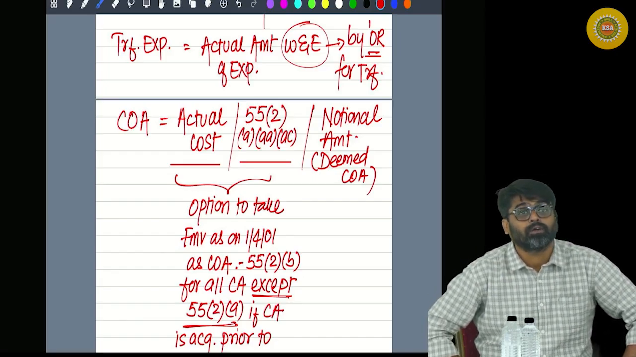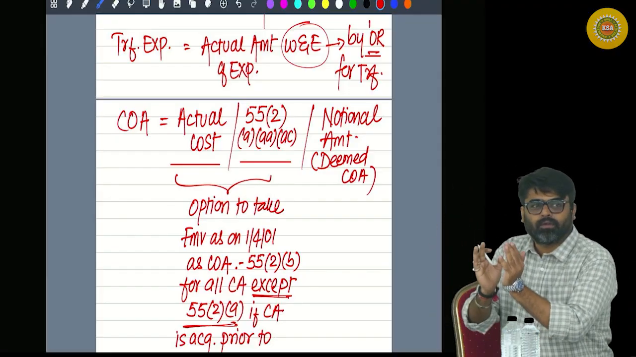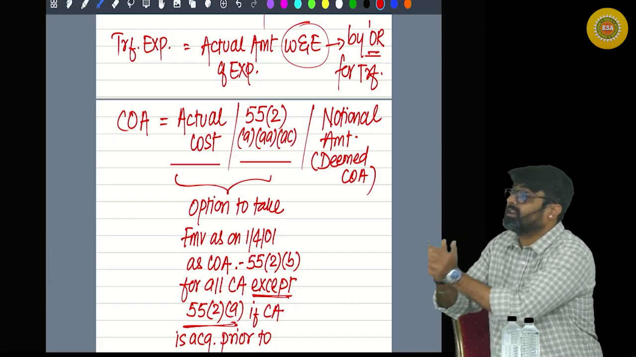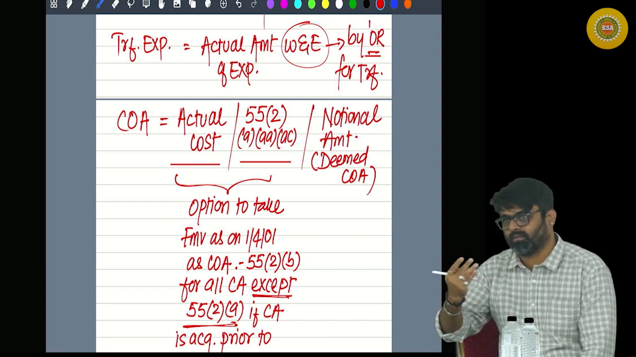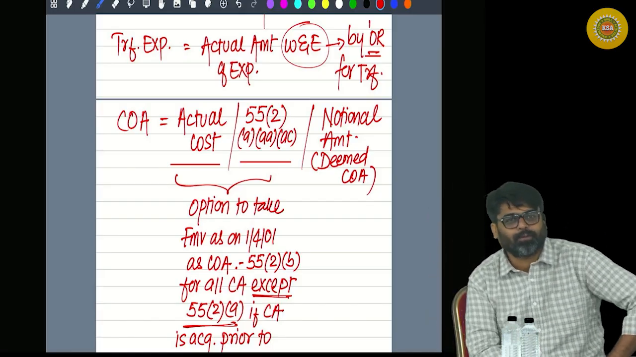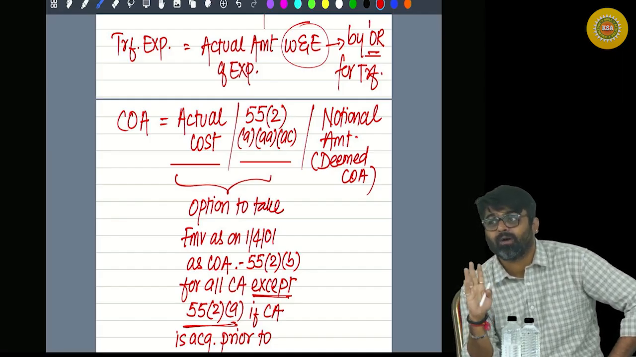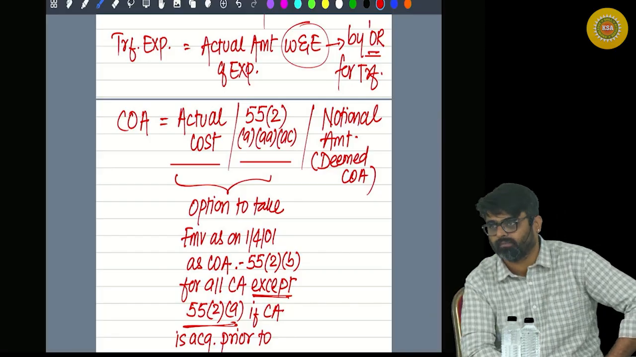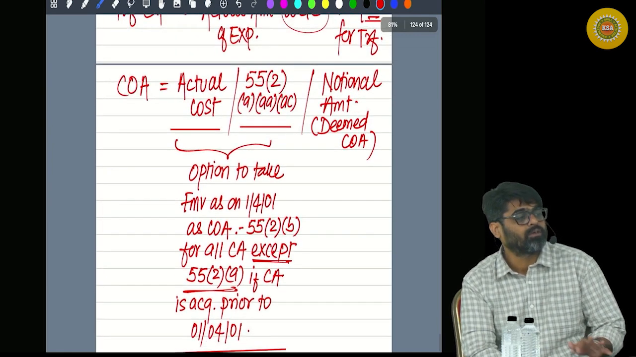Deemed cost of acquisition. Now, by looking at the question, you should be very clear in your mind whether to take this amount as your cost, this amount, or this amount. If you identify this correctly, only then full marks. If this amount is wrong, your entire calculation is wrong. So the entire game in capital gain is identifying the correct amount. If you identify the correct amount and calculate the capital gain, you are never going to be wrong. So full value of consideration, transfer expense, and now cost of acquisition.